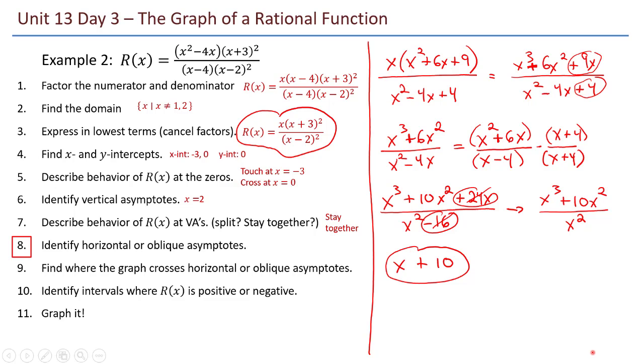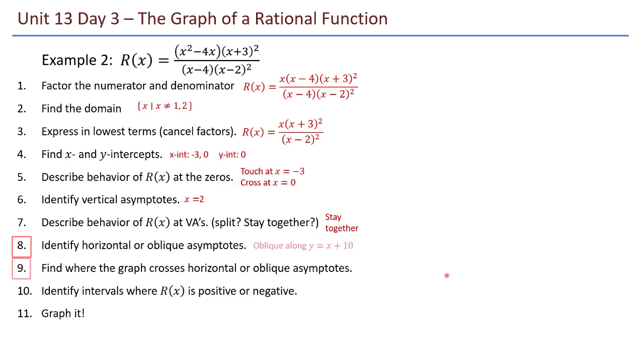I know it's kind of a lot of work to get these oblique asymptotes. I promise you that you'll never get anything more complicated than this. In fact, I think the ones on homework are pretty much easier than this. But it's good to know how to do them for these tougher problems. Okay, I've got the oblique asymptote. Y equals x plus 10.